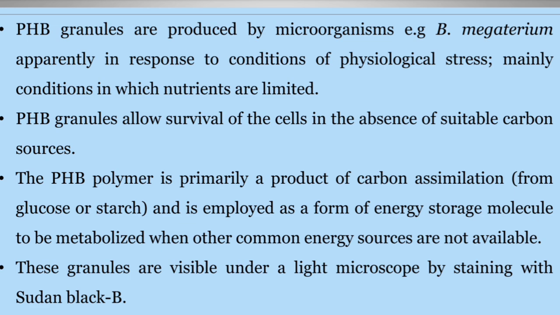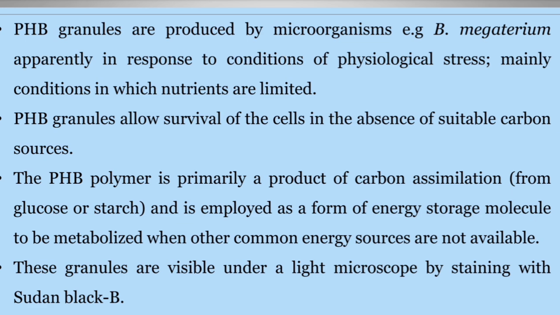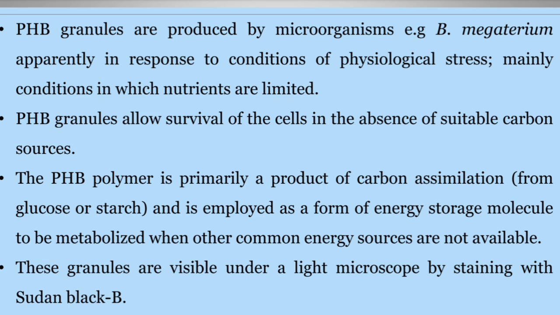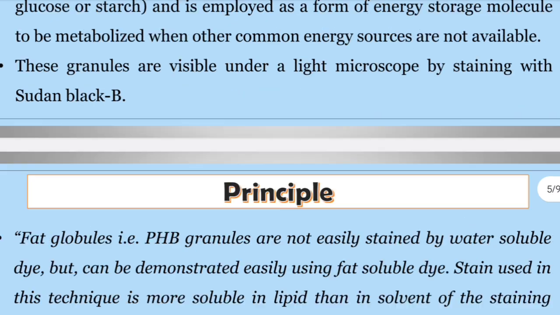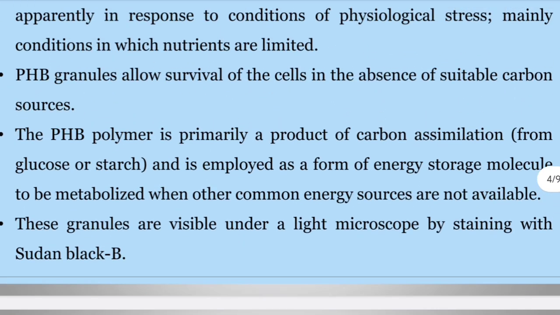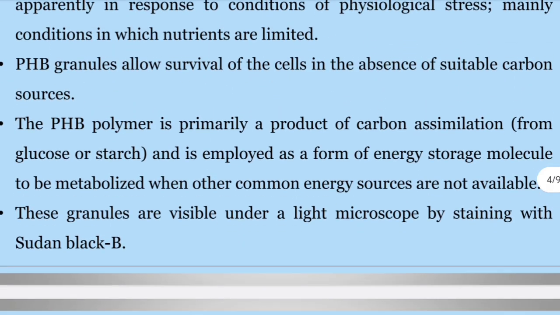Now to stain these bacterial granules, these fat granules, the PHB granules, are not easily stained. For staining them, special kinds of stains are required. For example, Sudan black B. Sudan black B is a fat soluble stain. That's why it is used to stain PHB granules.